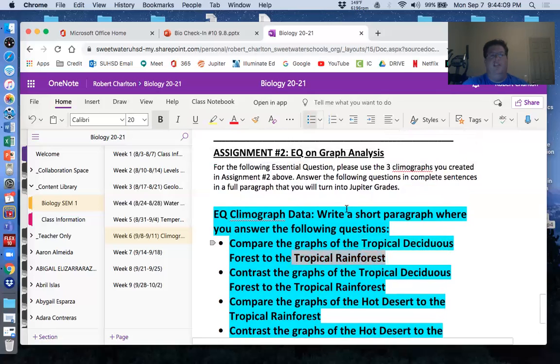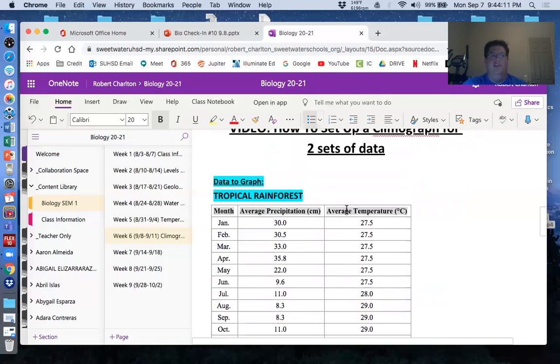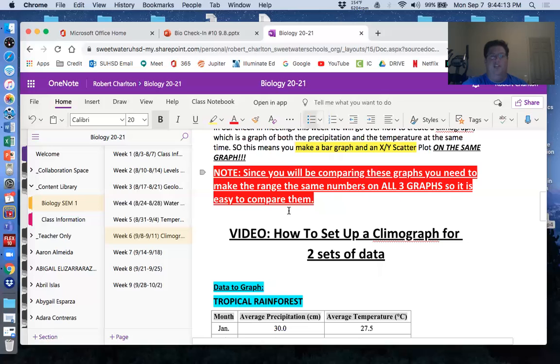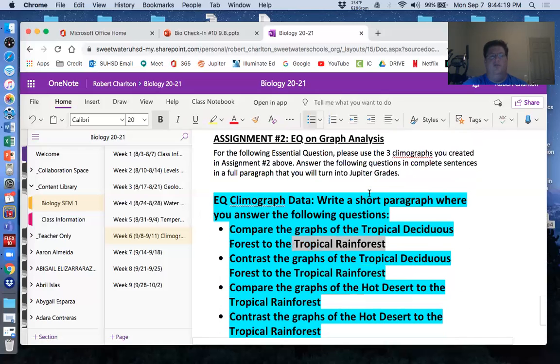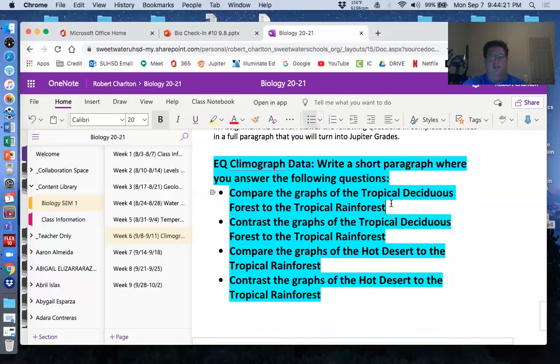So if you don't heed my note back here where it says use the same numbers on all 3 graphs on the range, then you're going to screw up assignment number 2 when you try to compare these graphs to each other. But I'm going to talk about this, and I'll show you how to do it in class this week. So compare means to find out what they have that's the same. Contrast, as you probably have figured out, means what do they have that's different.